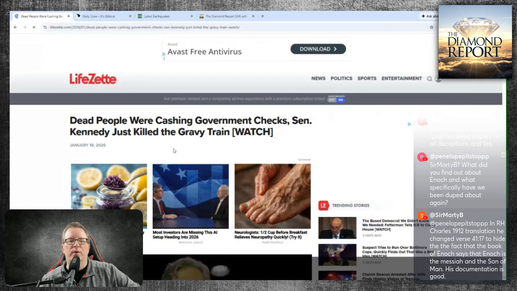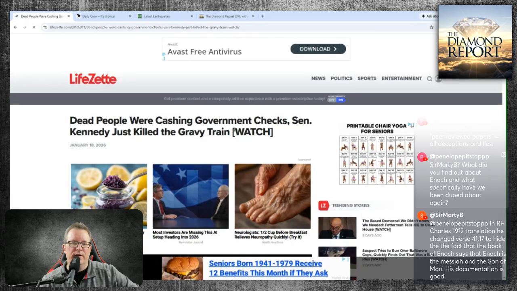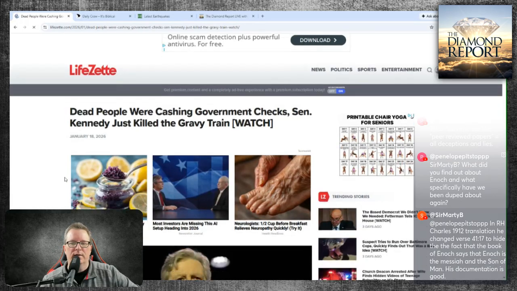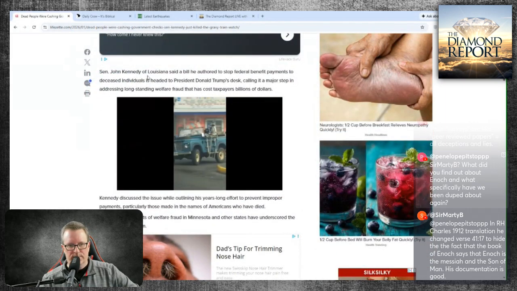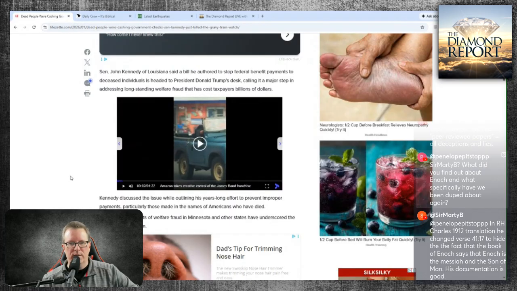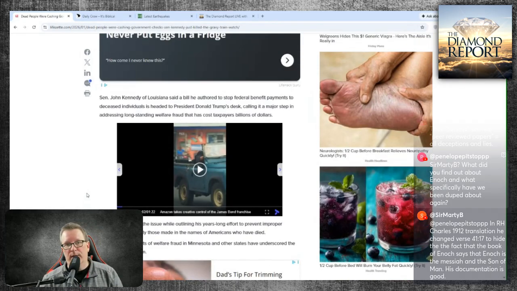Senator Kennedy says dead people were cashing government checks, and Senator Kennedy just killed the gravy train. There's an embedded video here that we won't bother watching, but it says John Kennedy of Louisiana said a bill he authored to stop federal benefit payments to deceased individuals is headed to Trump's desk, calling it a major step in addressing longstanding welfare fraud that has cost taxpayers billions of dollars. Again, in my opinion, this gets back to DOGE a little bit, because DOGE was able to find out a lot of this stuff.